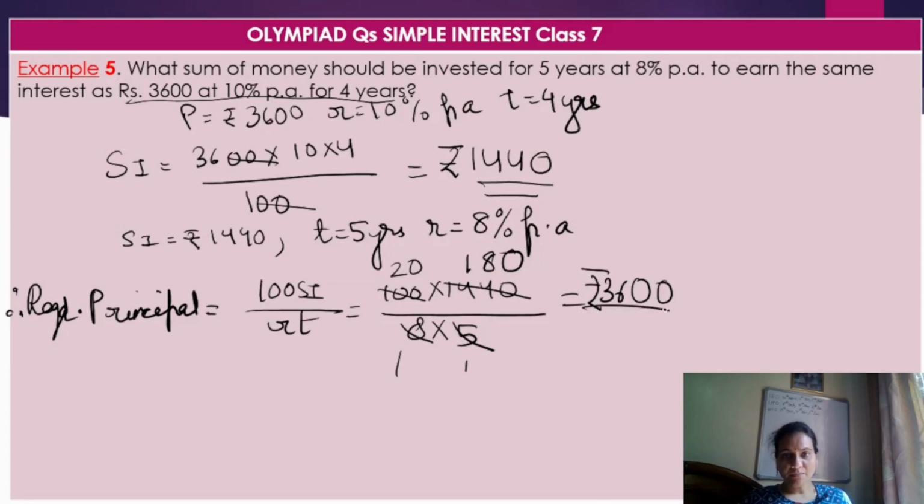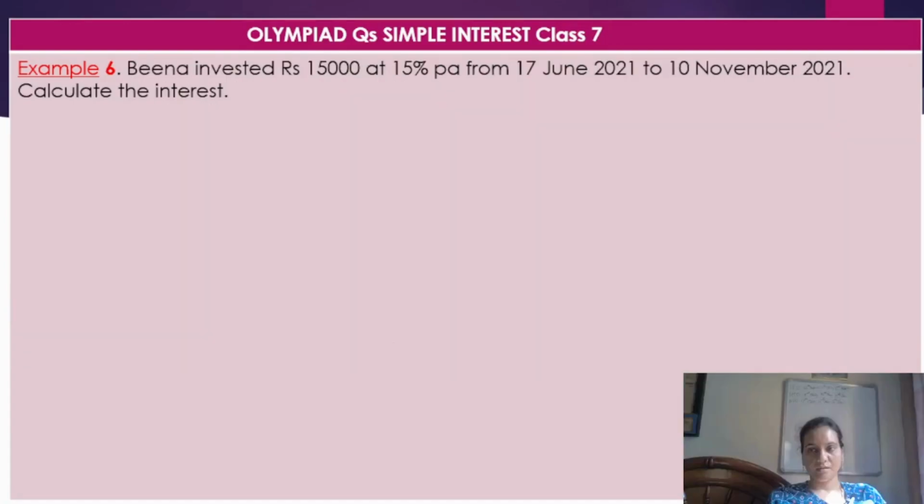So the required principal amount is 3600, which should be invested for 5 years at 8% per annum to get a simple interest of ₹1440. All right, I hope the question is understood. The solution is not difficult, but understanding this kind of question might be difficult for some people. So that's why I choose to take this kind of questions so that your theory, your fundamentals become clearer and clearer. This is a very interesting question.